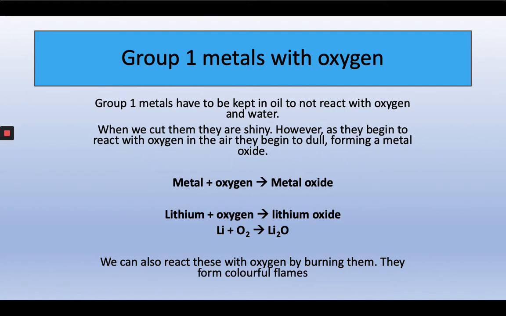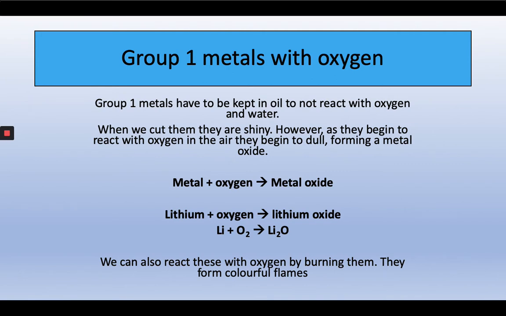When we cut them, they're shiny, so if you've done this in class, you can cut them like butter. They're not necessarily hard just because they're metals. However, as they begin to react with oxygen in the air, they turn dull, so they lose their shiny coating, forming a metal oxide. So when you cut them freshly, they're nice and shiny.